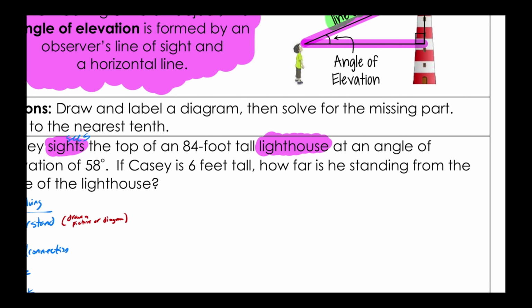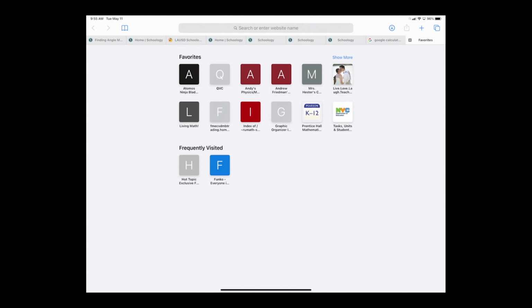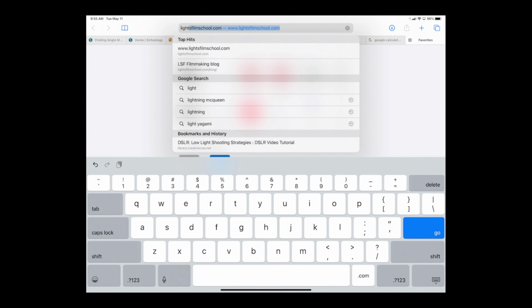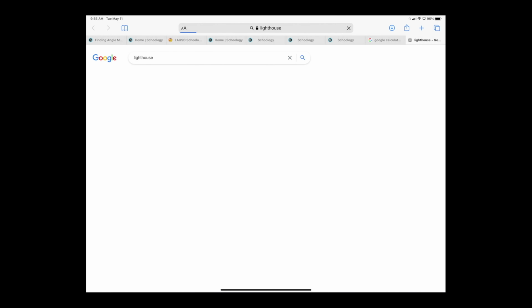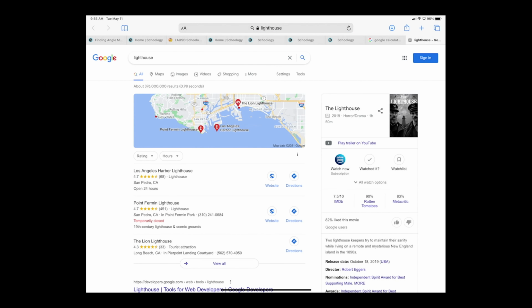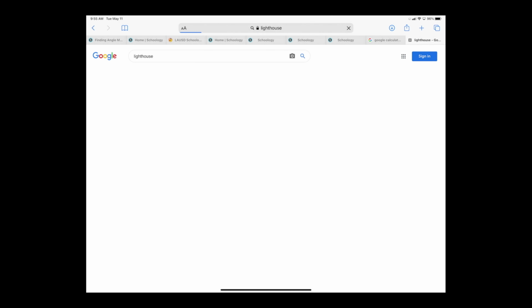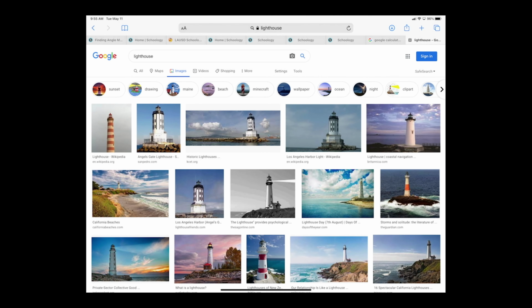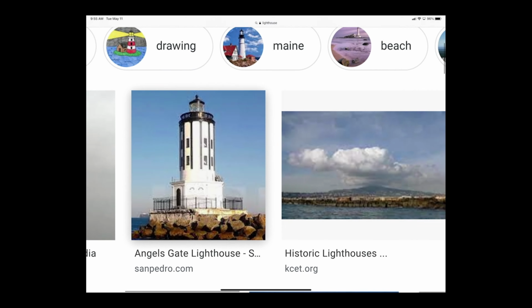Okay, if you want to look it up, if you don't know what a lighthouse is, go over here and type in lighthouse. And there it is. That's a lighthouse. Those are all examples of lighthouses.